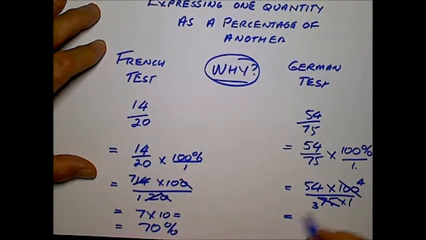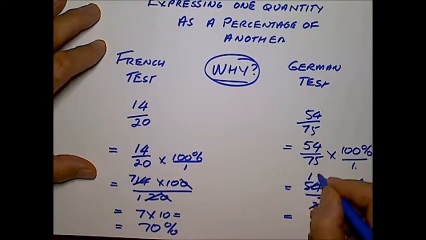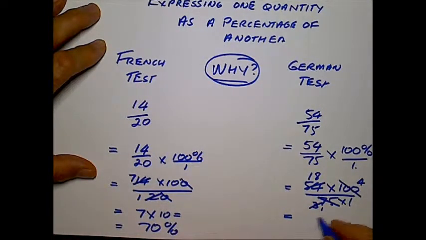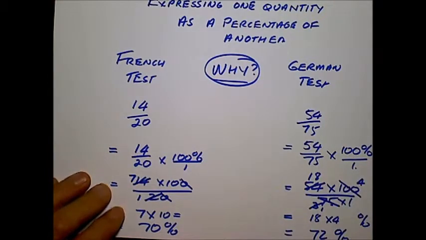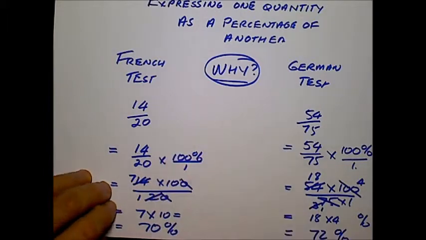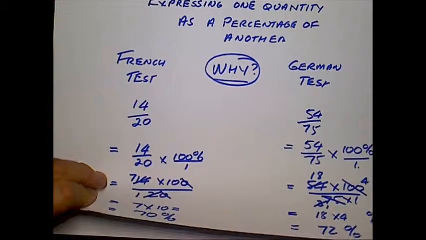5 and 4 make 9, so that means that 54 is divisible by 3. So 3 into 3 goes once. 3 into 54 is going to give you 18. So that's going to give you 4 times 18%, and that's going to be equal to 72%. So the German test represents a score of 72 out of every 100 marks, or 72%, and the French test represents 70 out of every 100 marks, or 70%.